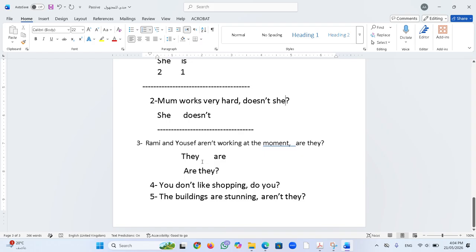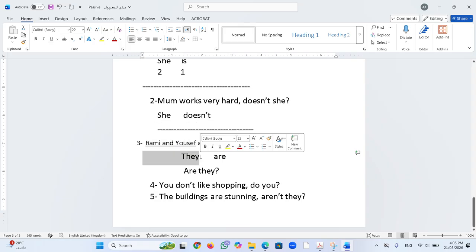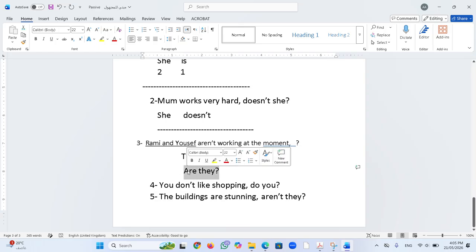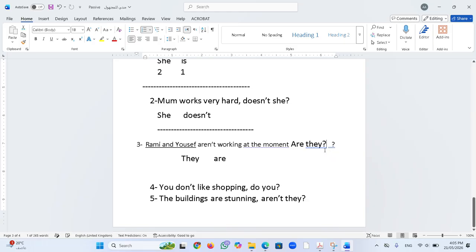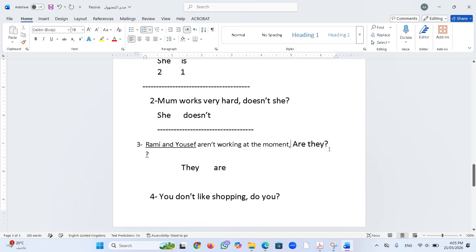Okay. Rami and Yusuf aren't working at the moment. How to change this sentence? Look here. Rami and Yusuf both take they because they are plural. Aren't with not, so it's included with are. Now how to change it? We will use are they after the comma. It must be after the comma as you see.